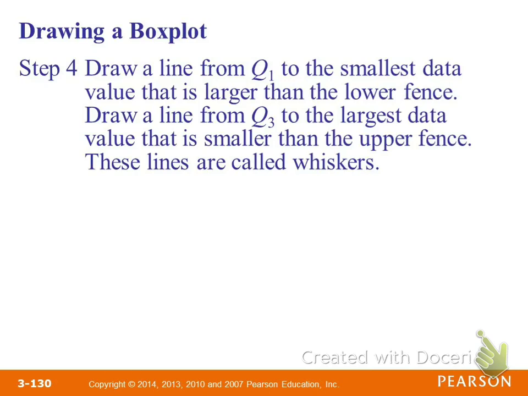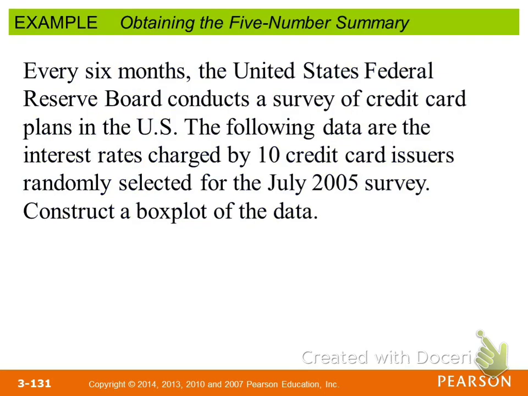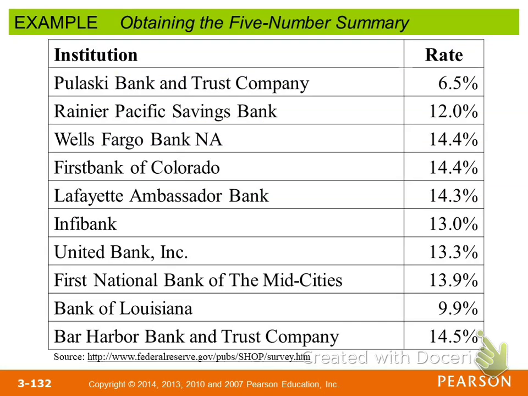Draw a line from Q1 to the smallest data value that is larger than the lower fence. Draw a line from Q3 to the largest data value that is smaller than the upper fence. These lines are called whiskers. Any data values less than the lower fence or greater than the upper fence are outliers and are marked with an asterisk. Okay? All right, so let's look at this in the same set of data again, right?